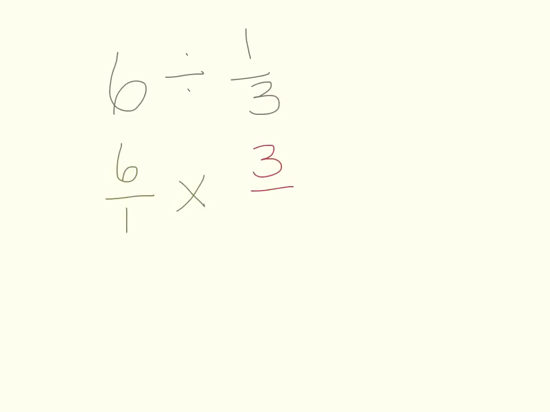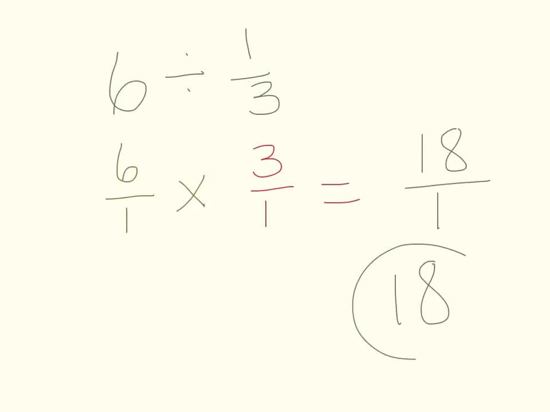Now let's try it without the pictures. 6 divided by 1/3. How would I do that? Well, I put my whole number over a 1 first. I change my sign to a multiplication sign. And then I do the flippity flop here. And that flips to 3 over 1, which would equal 6 times 3, which is 18 over 1, or equals 18.